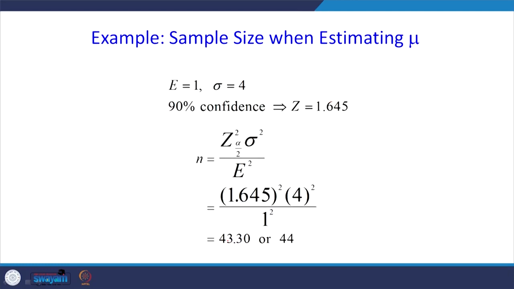We will do an example calculating the sample size. So the permissible error is given as 1, the population standard deviation is 4, and you want a 90% confidence level. If it is 90% confidence level, the z value is 1.645, then you substitute here, you will get 43.30, that is equivalent to 44.